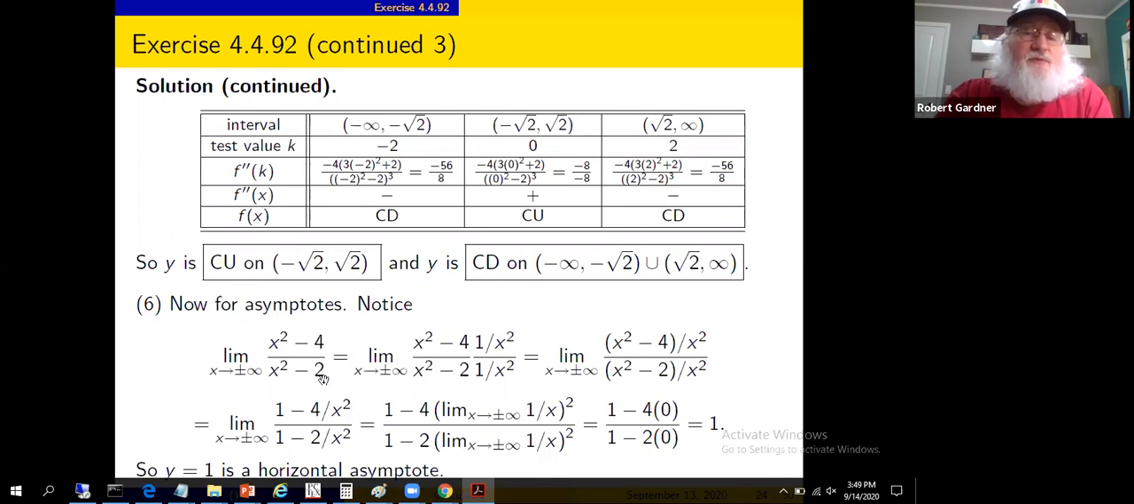You buy that? Here's a function. Oh, sure, when x is really big, this is close to 1. Numerator and denominator about the same size. So yeah, y equals 1 is a horizontal asymptote.